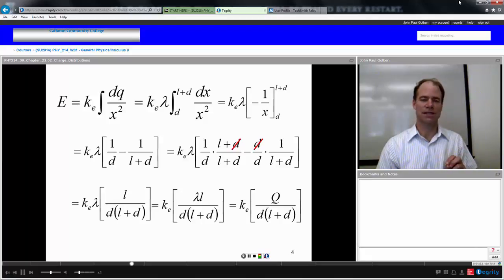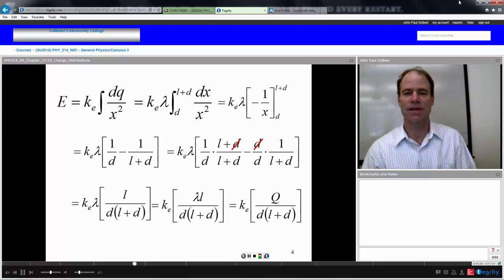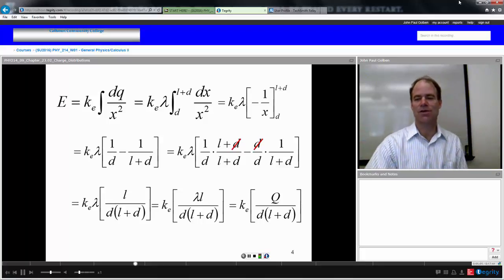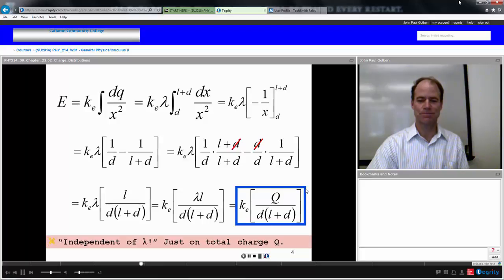But lambda is the charge per length, and if I multiply that by the length, I'm just getting the total charge on the rod. So we have k times the total charge over d times L plus d. That is the E field at distance d away from one end of our rod of length L. It's independent of lambda itself because ultimately we're just looking at the total charge Q on the rod.